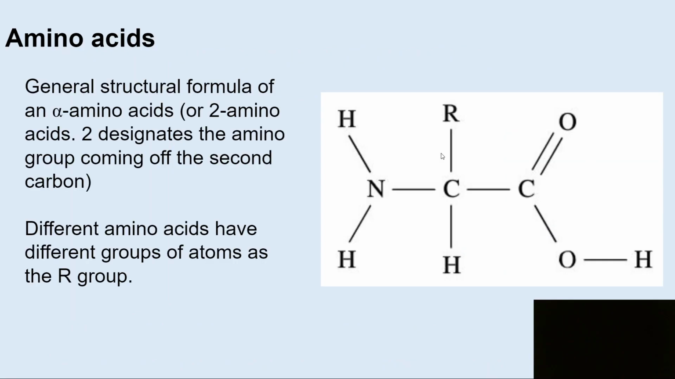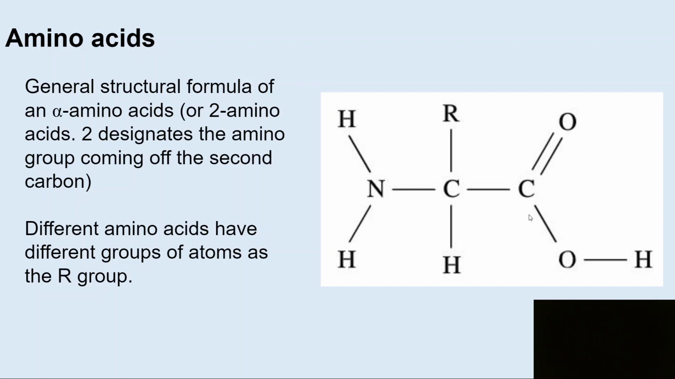Amino acids. There's a structure: the amino group, carboxyl group, CH, and the R. We'll talk about the different R's. They're often referred to as alpha amino acids or 2-amino acids. Two carbons, with the amino coming off the second carbon because this has priority of 1. Make sense?